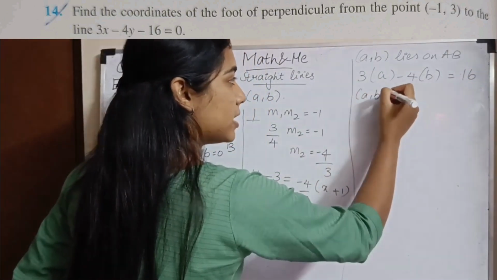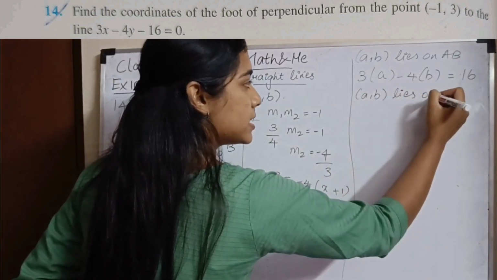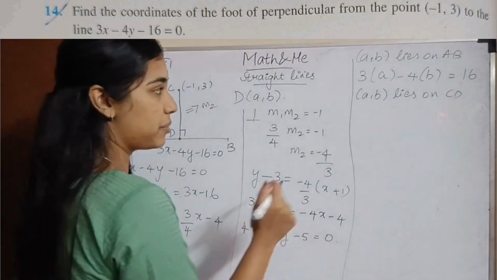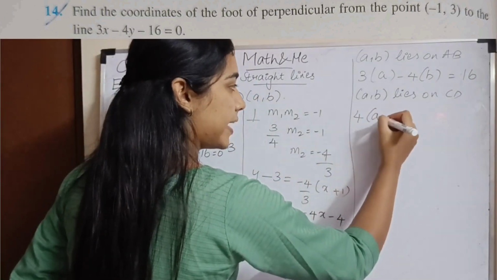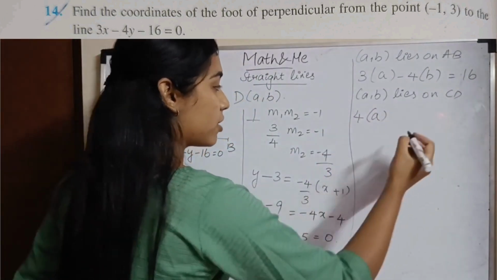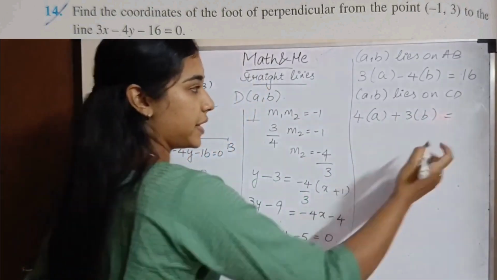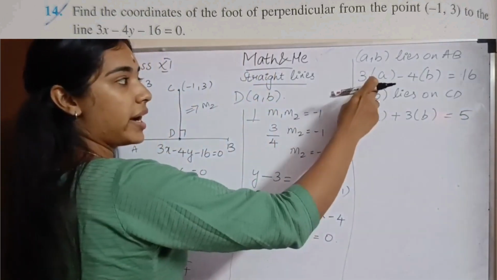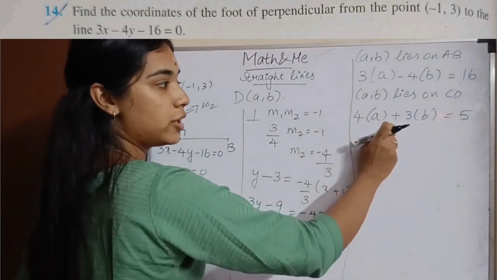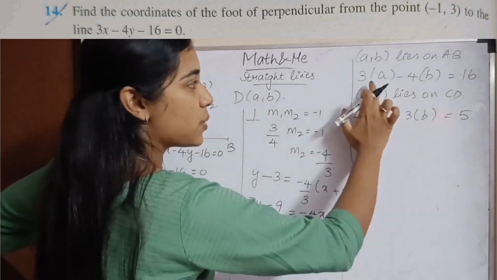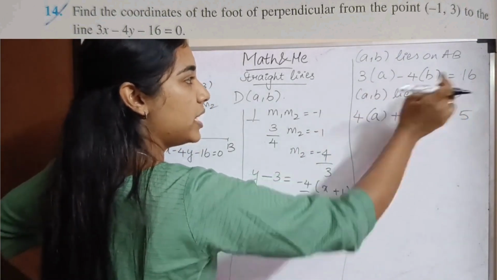A comma B lies on CD. So what is the equation of CD? 4x plus 3y minus 5. So 4 instead of x, I'm substituting A. Instead of y, I'm substituting B, equals 5. So now I have two equations and two unknowns. So I can find A and B. By the elimination method, I have 3A minus 4B equals 16.